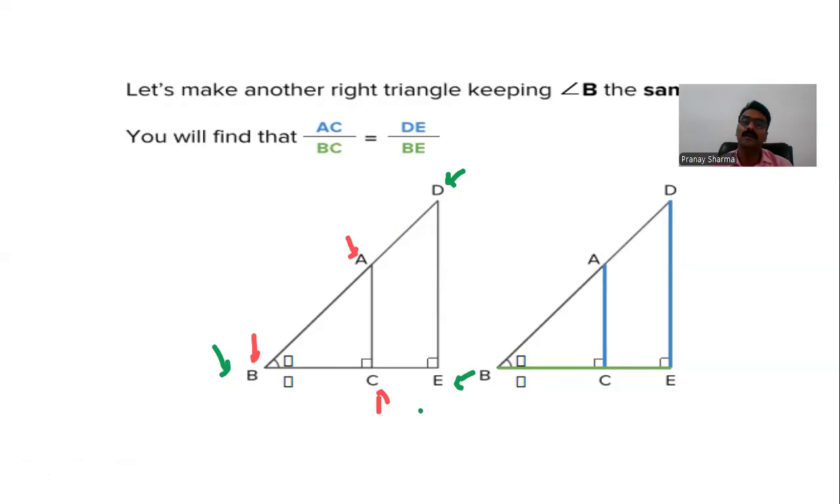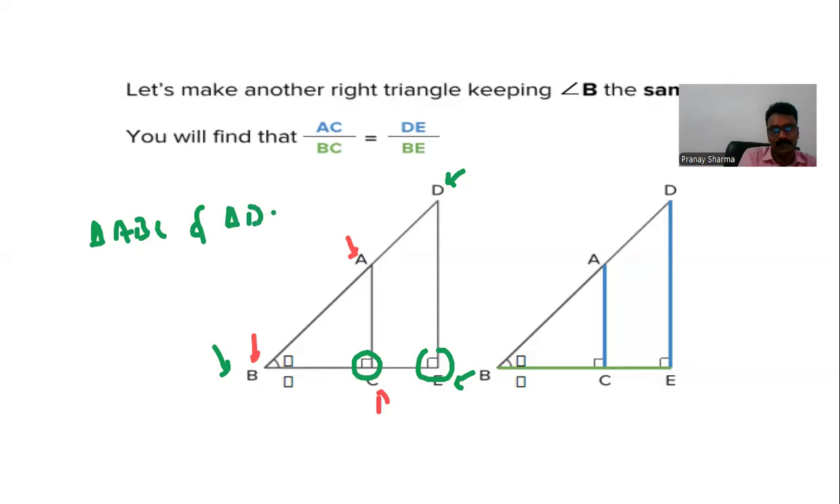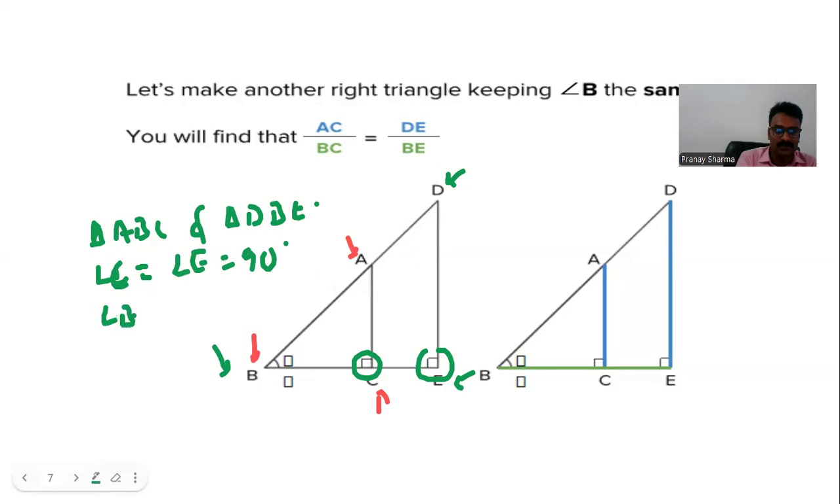All right, both of them are similar. Why? Because this angle is also 90 degrees and this is also 90 degrees. So we can say that in triangle ABC and triangle DBE, angle C and angle E are both equal to 90 degrees. This is angle C and this is angle E. Next, we have angle B as common.